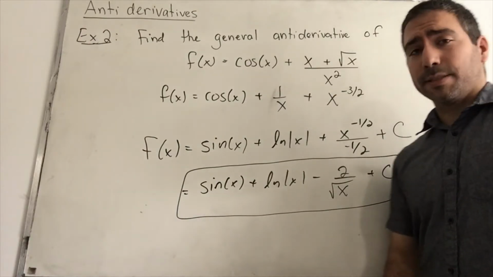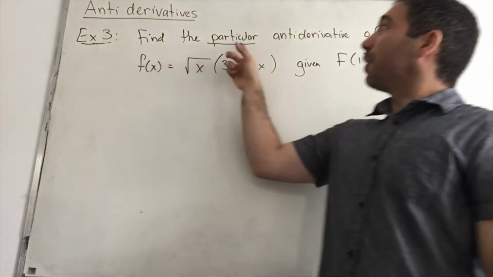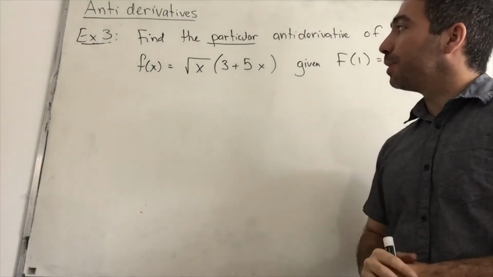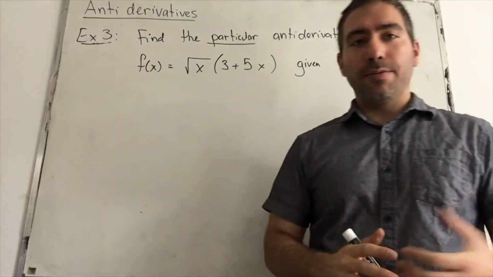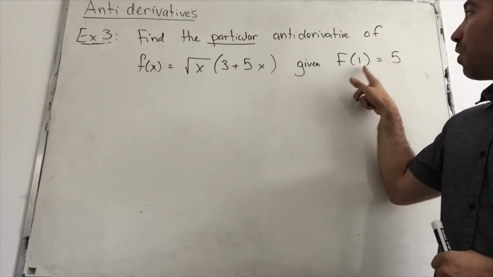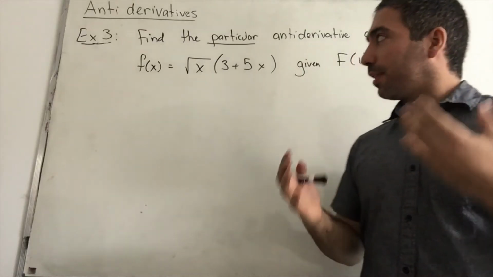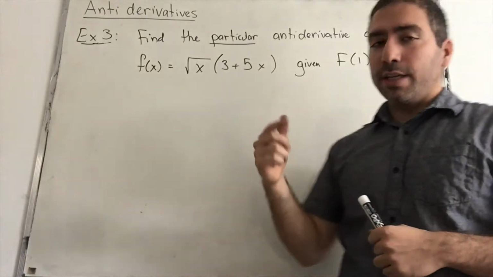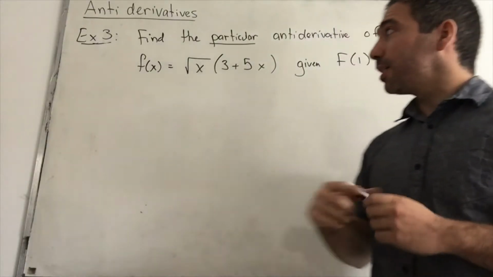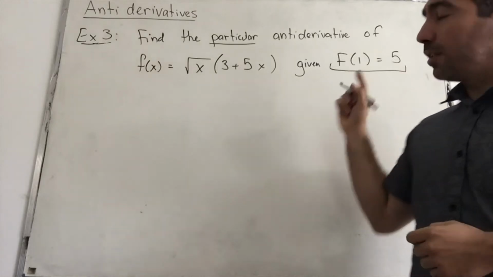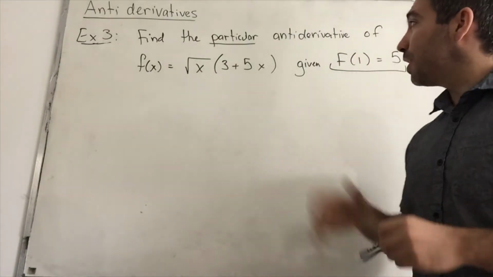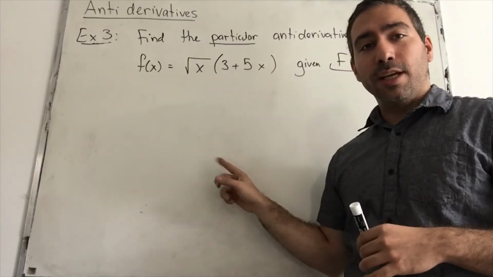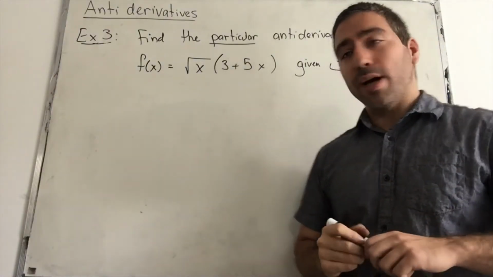Okay, let's keep practicing. In this next example, it says to find the particular antiderivative of the function f of x equals square root of x times, in brackets, 3 plus 5x, close bracket, given that capital F of 1 is equal to 5. So here, the thing you have to notice is that it's asking for a particular solution, not a general solution. So we're not looking for a class of functions, we're actually looking for just one. And this is why they give us an initial condition. F of 1 equals 5, that's an initial condition. This means that we have to not express our answer as a class of functions, leaving the plus c. We actually have to go find the value of c. So let's go ahead and do that.